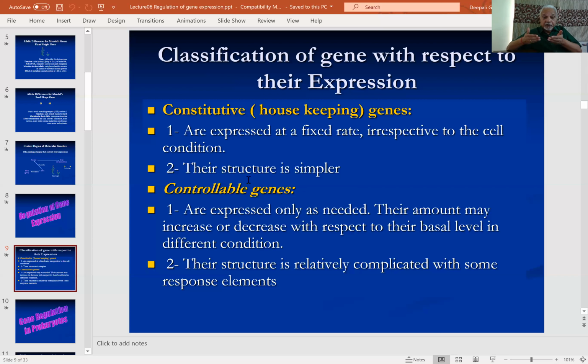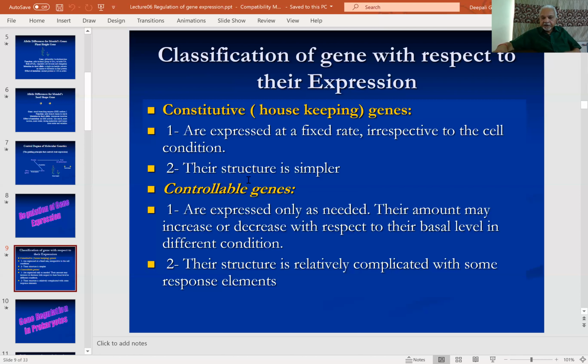Now, the gene structure is more complicated as compared to the housekeeping genes, where I told you the structure is simple. Here it is more complicated in that they have some response elements, they have activators, repressors, etc., which act upon the transcription unit and bring about these changes which I was referring to.